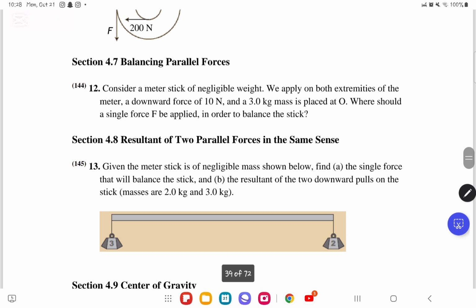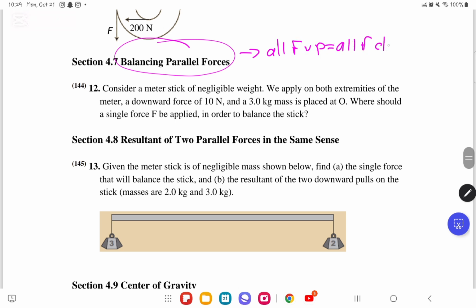Now for point 7, we have balancing parallel forces. Very simple. The only equation we're going to be using is all forces up is equal to all forces down. Actually, not all forces. All moment up is equal to all moment down. So all moment equal all moment, and also all force up equal all force down. So keep these two in mind.